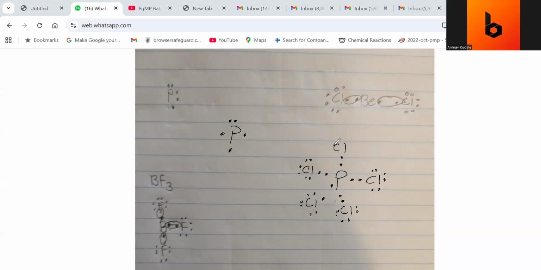So there are certain rules. I'll explain the rule. First, you need to calculate total valence electrons. For phosphorus, it is 5 multiplied by 1. For chlorine, it is 7 multiplied by 5, so we have 5 and 35. So we have 40 valence electrons. Correct?